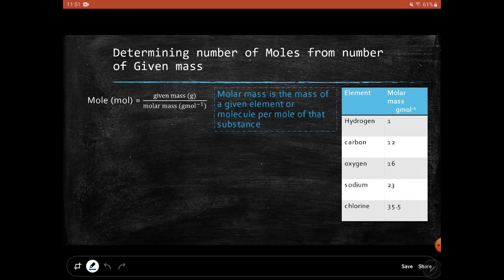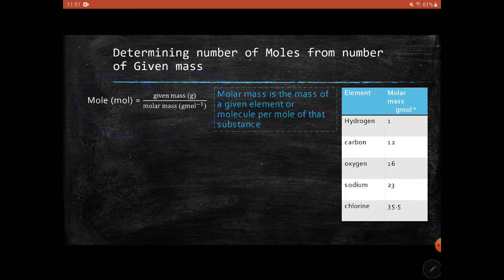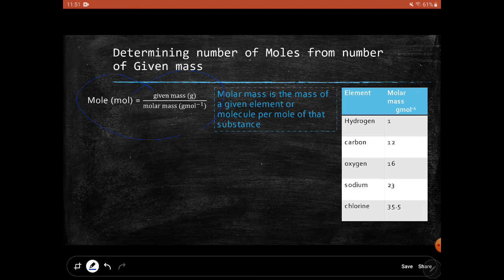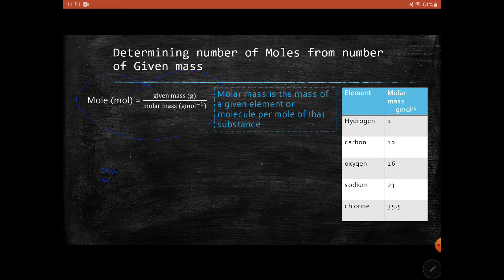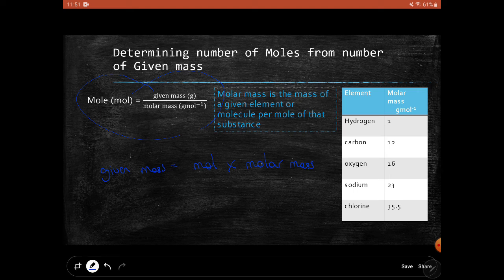If we are given the number of moles and are asked to find the mass of substance, then you would have to transpose this formula. We will do so by multiplying both sides by molar mass. So given mass would be equal to number of moles times molar mass. We would then substitute our values into our equation and we would solve to find our given mass.